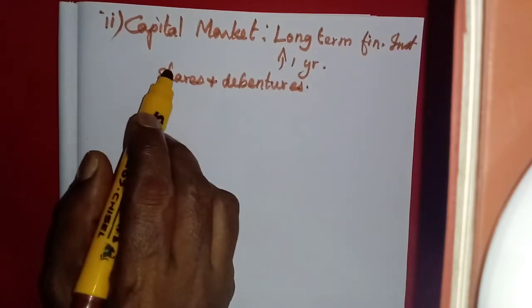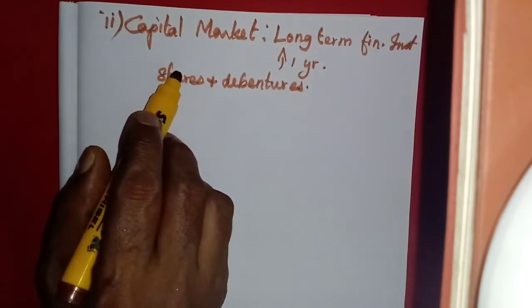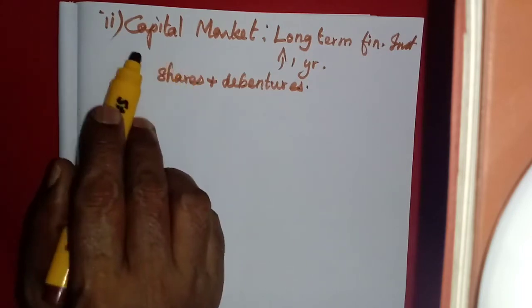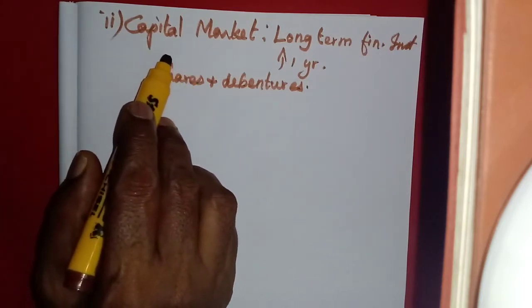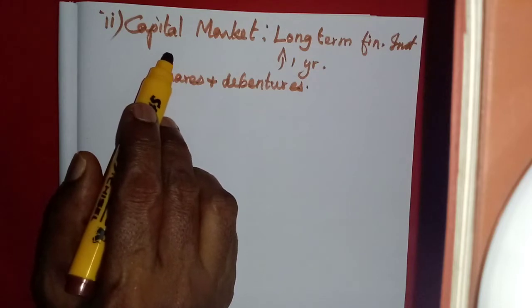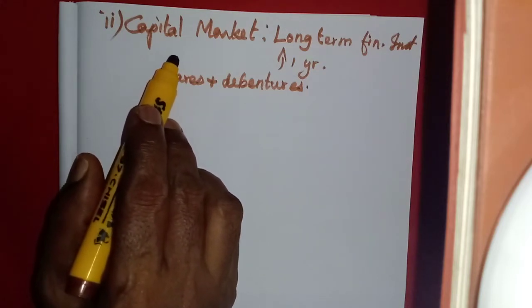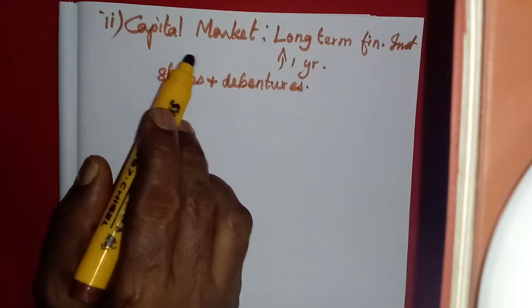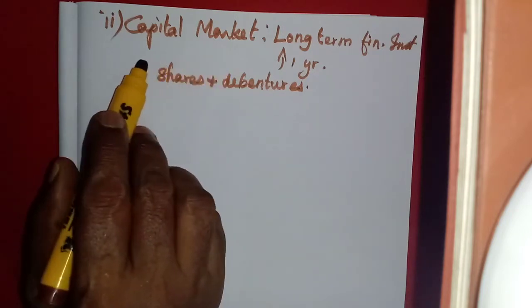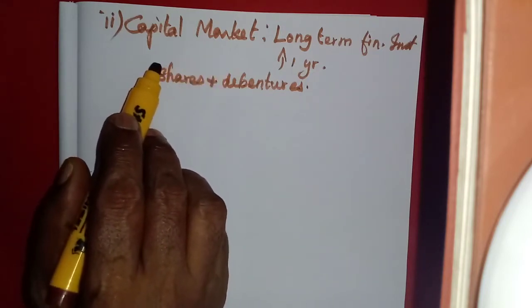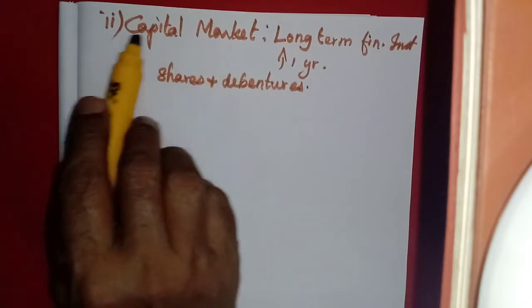Understood? On the basis of the maturity of the financial claim, it is divided into two. One is money market. Their maturity period is less than 1 year, so they are called short-term financial instruments. Okay. Example, treasury bills, commercial papers and certificate of deposits.